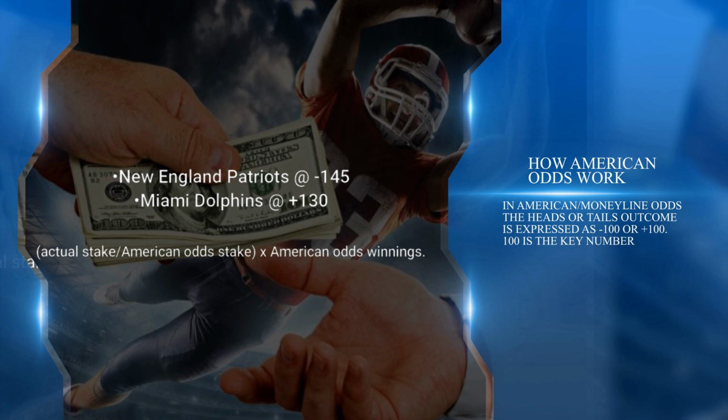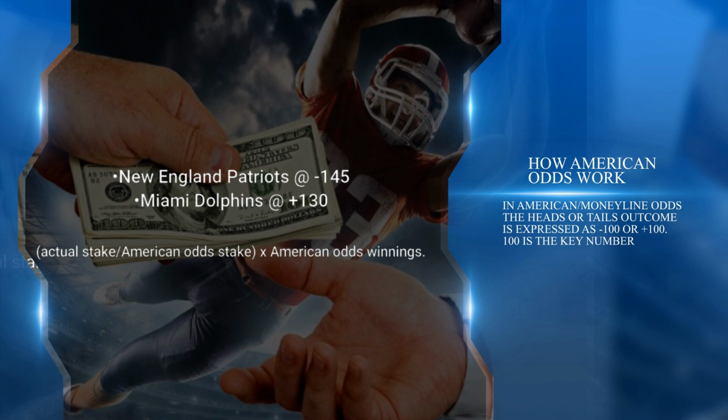If you think the Miami Dolphins will win, the plus 130 means for every £100 you stake on them, you receive £230 back, which is 130 plus your £100 stake. A £10 bet would mean you will win £23 including your £10 stake, that is £13 profit, calculated as £10 divided by £100 times 130.